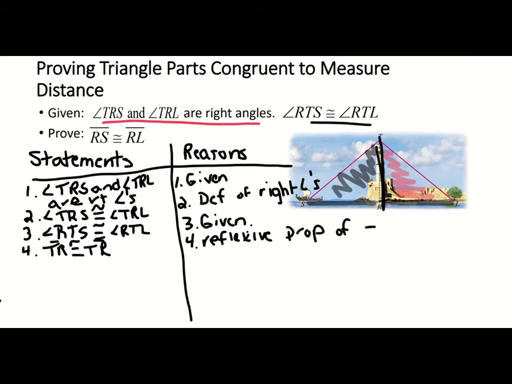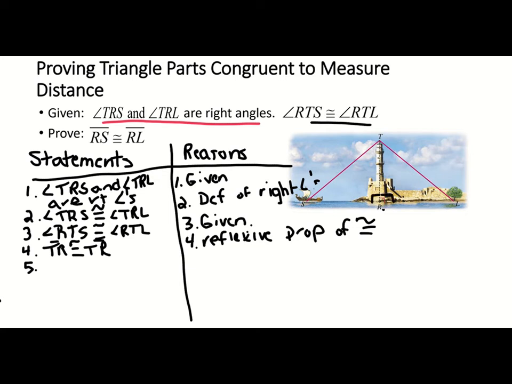Of congruence. Okay. So now, number 5, I have enough information. I'm going to do a little erasing so we can see stuff here. All right, right now I know that I have right angles here.